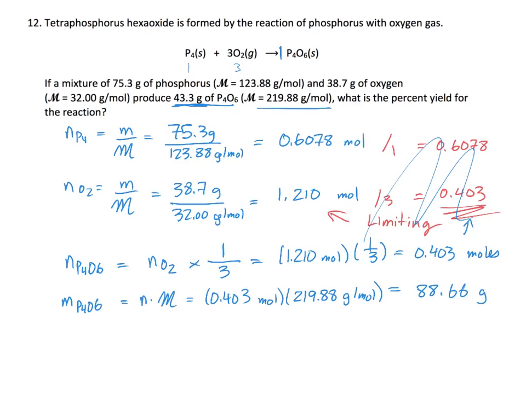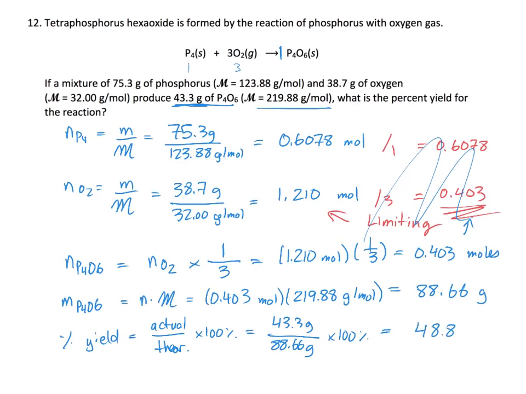Our actual yield was a lot less than that. It was 43.3 grams. So we can get our percent yield, divided by our 88.66 grams times 100%, which works out to be 48.8%, which we might call a moderate yield. It's not great, but not terrible either necessarily.